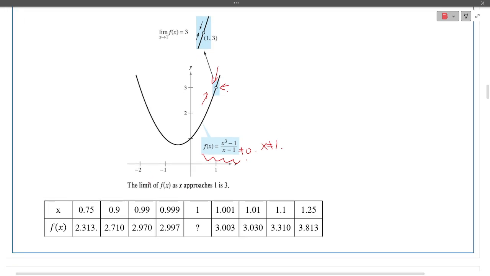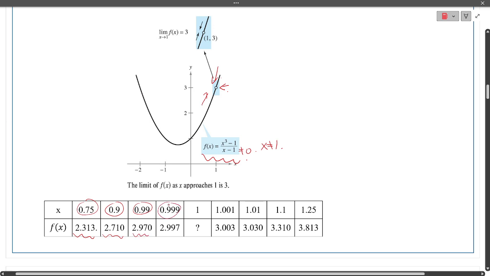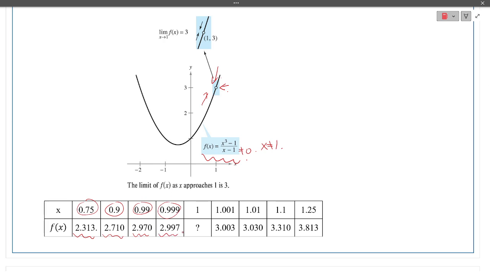So we can find as x approaches 1, when x is 0.75, y is 2.313. When x is 0.9, y is 2.710. And when x is 0.99, y is 2.970. When x is 0.999, y is 2.997.